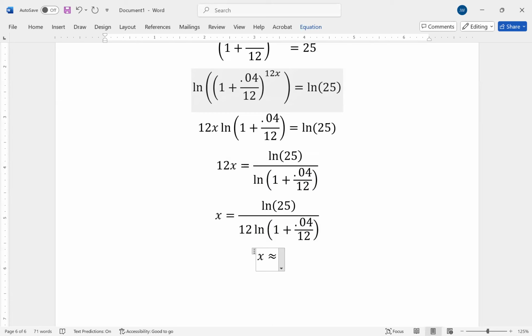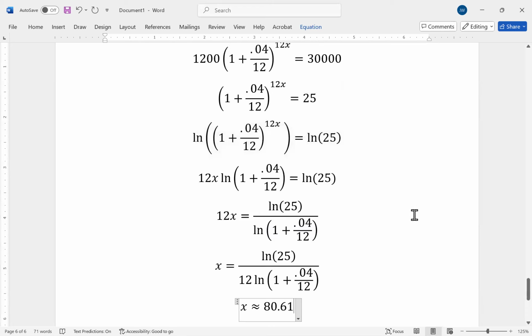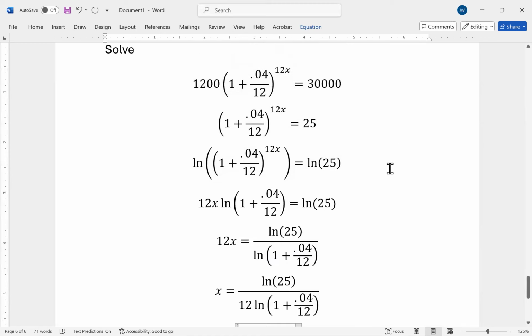I ended up with about 80.61 as my answer. Again, if you want to check this, go back up to your original equation and plug that number in for x and see what you get. You should end up with the left-hand side being equal to 30,000.